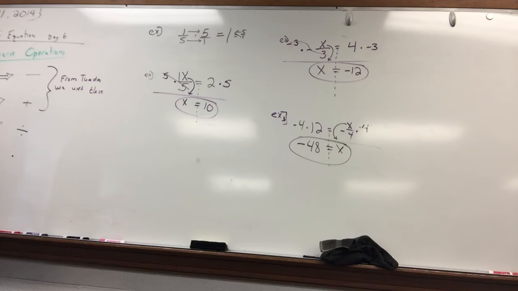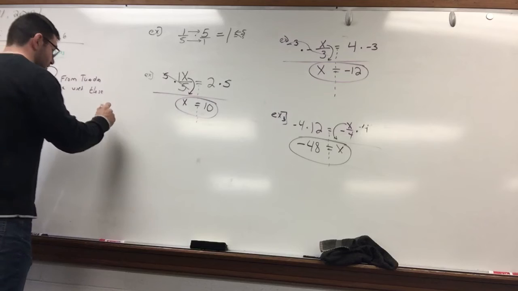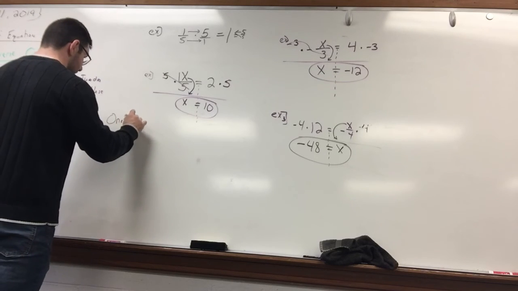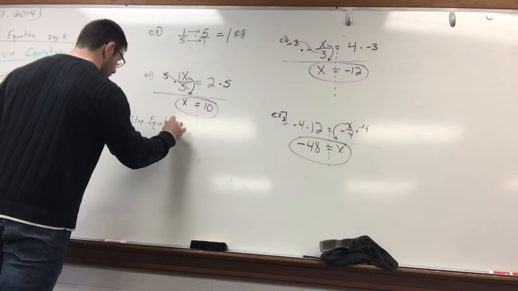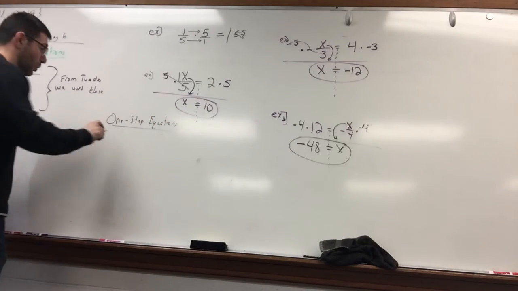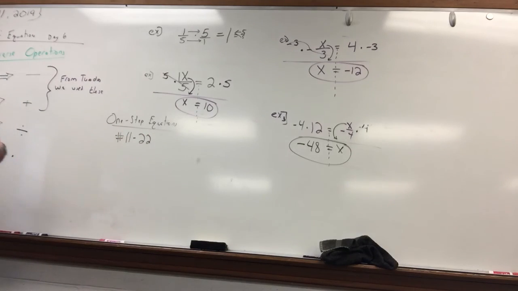Questions? Okay, your homework is from that same sheet. So the sheet that said one-step equations. You are doing, with the work shown, number 11 through 22. You have 10 minutes to ask for help to get it done right now. I would be glad to help you. Get going.